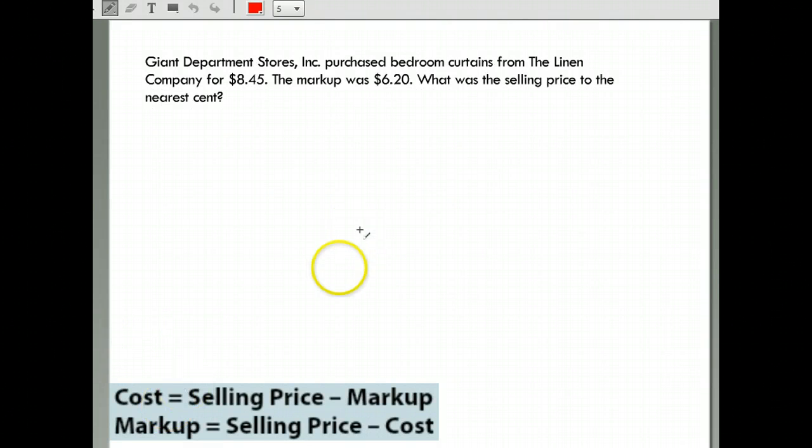Giant department store purchased bedroom curtains from the Linen Company for $8.45. The markup was $6.20. What is the selling price? So now we've changed our tune a little bit. We were given the markup and we were given the cost, and we're asked to find the selling price.